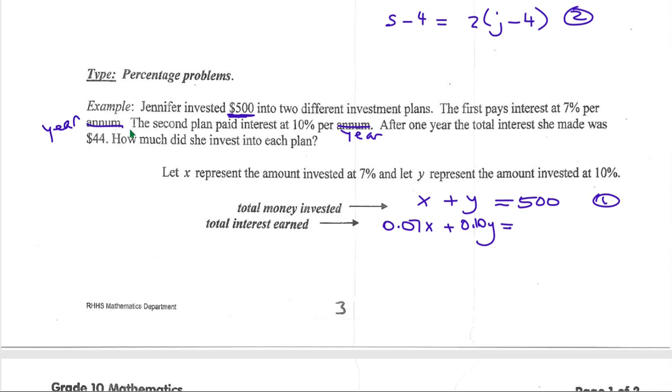And then they say that the total interest that she made, so from the 2 accounts, the total interest is $44. And that's equation 2. So once again, these are your 2 equations. You will have to solve them by substitution or elimination, your choice. Don't forget to answer the therefore statement. She invested this much money into the first plan and this much money into the second plan.